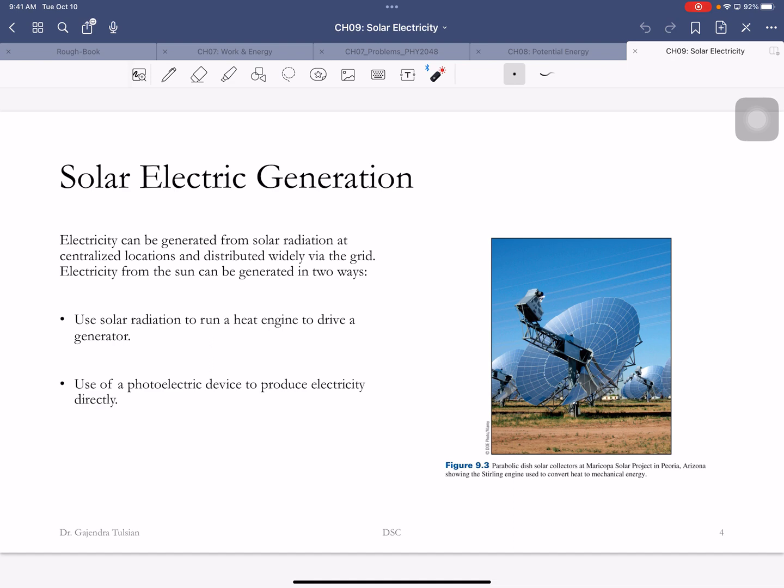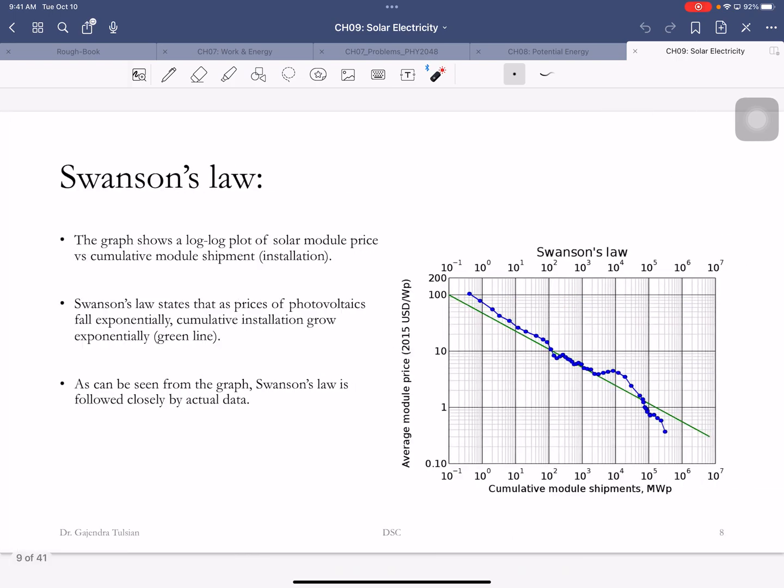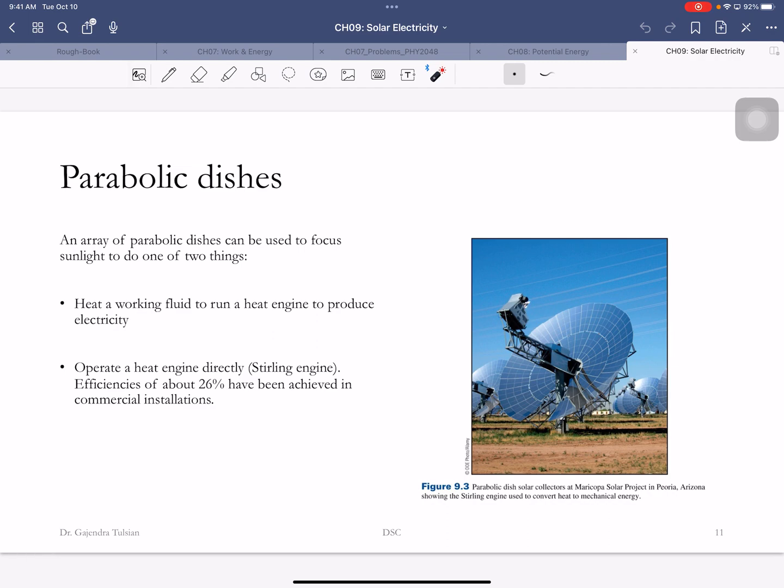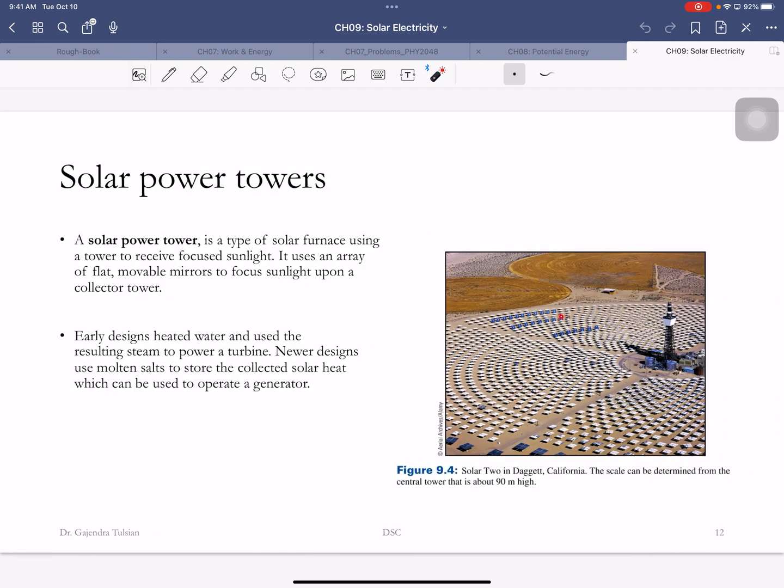This is a plant in Arizona. And I'll show you other plants. Here's another way to do it. These are all mirrors. They're heating water, or salt these days. You're heating the salt, storing heat, and what do you do with the heat? You boil water, produce steam. Why are you doing that? To turn the wire to produce electricity. So you can produce electricity like that.